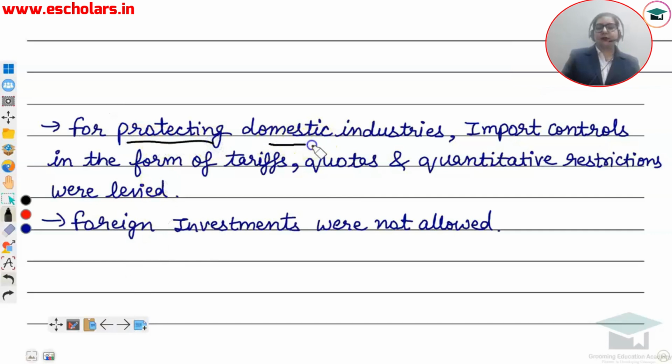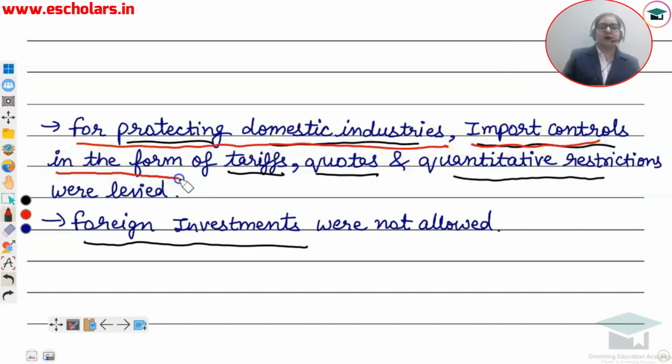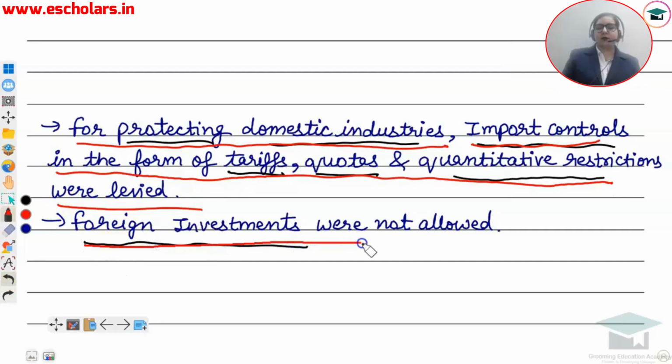The MRTP had many restrictive conditions creating barriers for entry, diversification and expansion for large industrial houses. For protecting domestic industries, import controls are levied by the importing country in the form of tariffs, quotas and quantitative restrictions. Okay, and there is no permission given to foreign investments. So foreign investments are not allowed. So for protecting domestic industries, import controls in the form of tariffs, quotas and quantitative restrictions were levied. Foreign investments were not allowed.